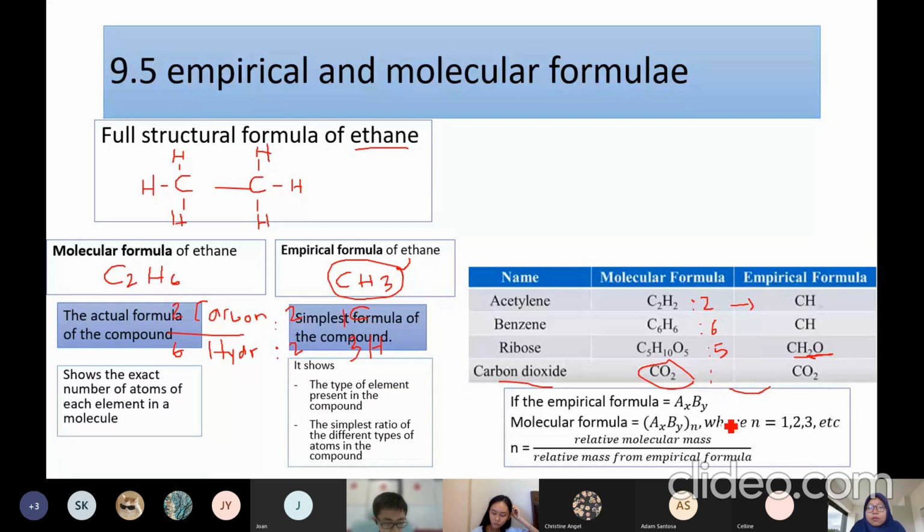And from the empirical formula, for example symbolized by AxBy, the molecular formula is AxBy times n. n equals relative molecular mass over relative mass from the empirical formula. Relative molecular mass is the same as the molar mass of the compound.